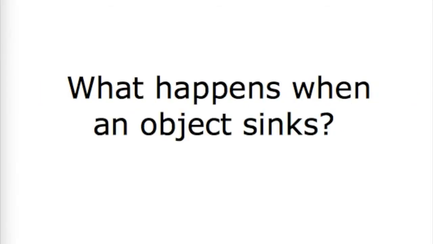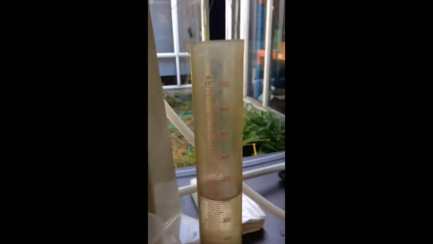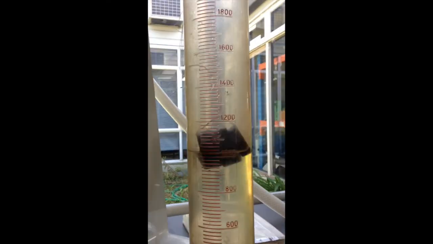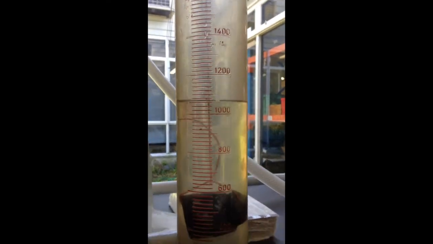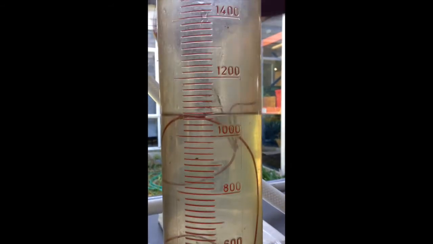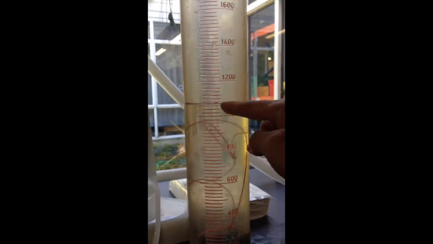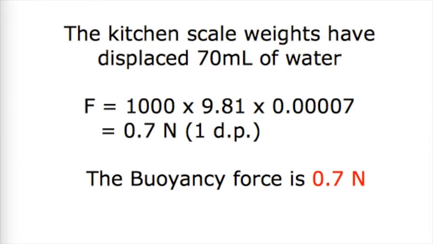We will take the kitchen scale weights out of the container. Then, calculate their buoyancy force by finding the volume of water they displace. The water level went from 1000 milliliters to 1070 milliliters. The scale weights displaced 70 milliliters of water.